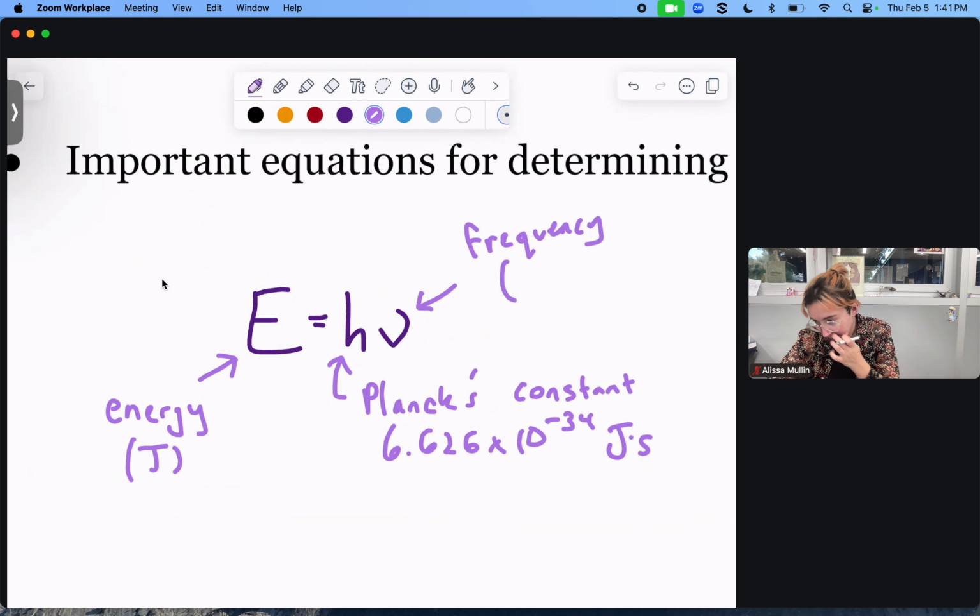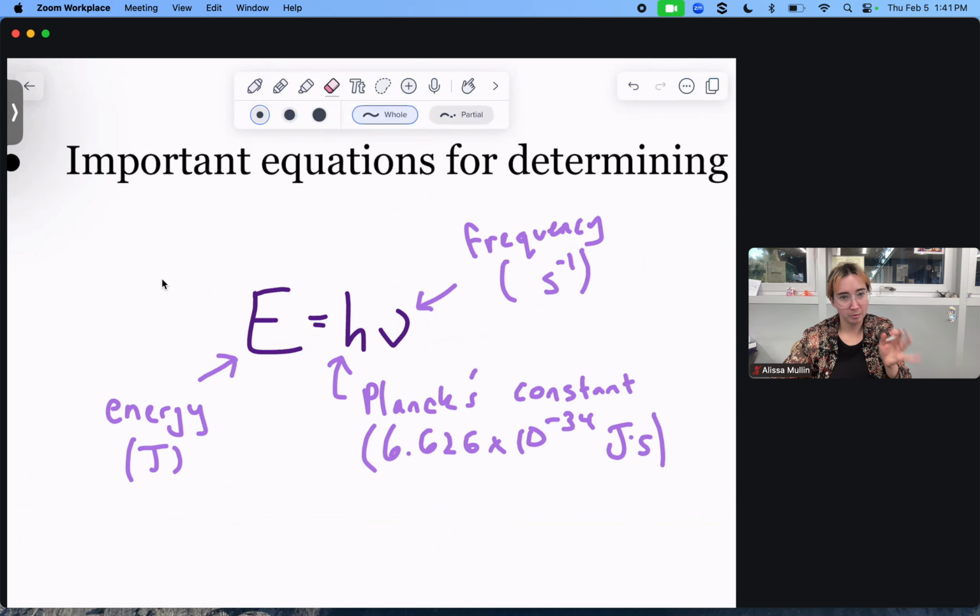Again, please make sure that your units are actually canceling out. Frequency is measured in seconds to the negative one. To clarify, if you haven't seen that before, that means the unit s is in the denominator, inverse seconds. So make sure you convert it into seconds if you're given it in another unit, because this is how it all cancels out. So that's one thing.